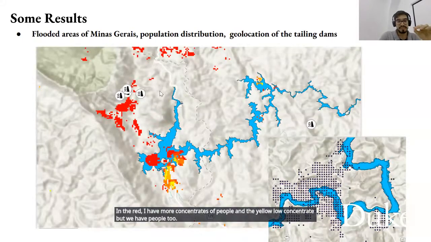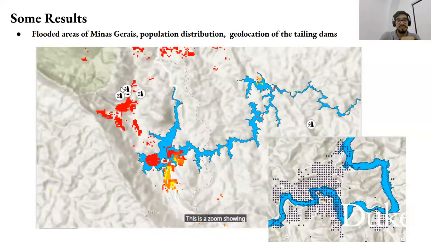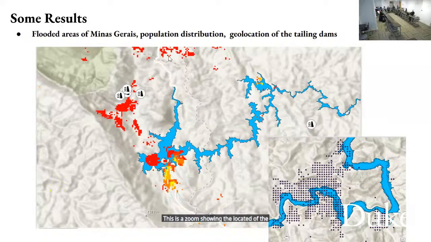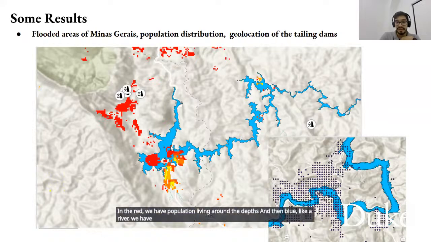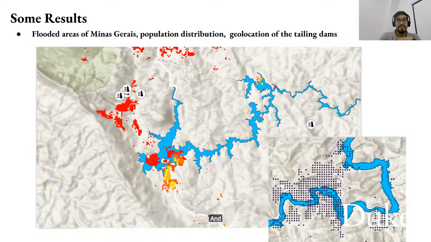This is a zoom showing the location of the dam structures. In red, we have population living around the dams. In blue, like a river, we have the flooded area. In case any of these dams had a rupture, here will be under water. And here I have people living in this area.